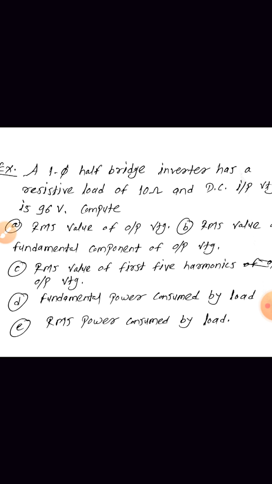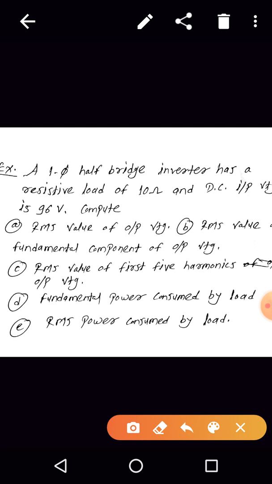So we have a single phase half bridge inverter. Its input voltage, that is EDC, is equal to 96 volt, and it is given that the load is resistive and its value is 10 ohm. So R is equal to 10 ohm.